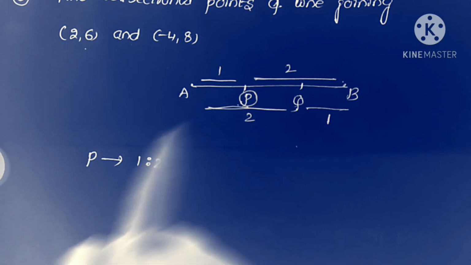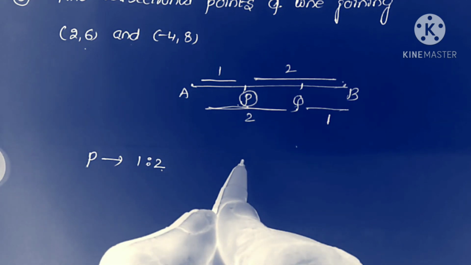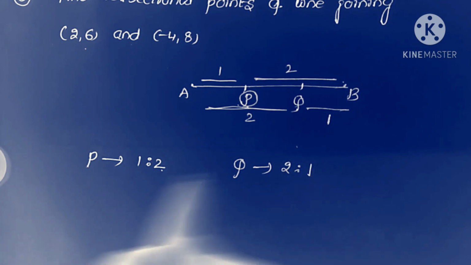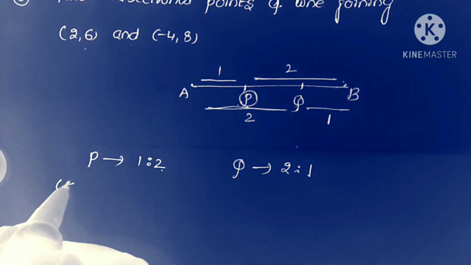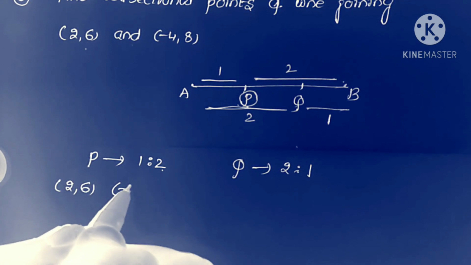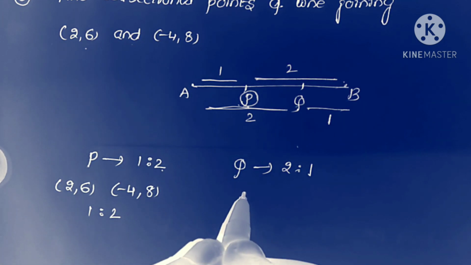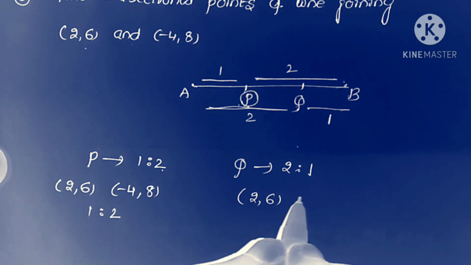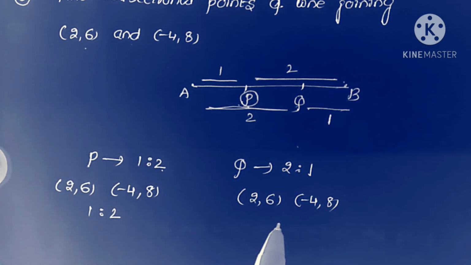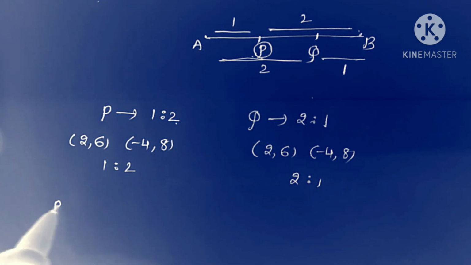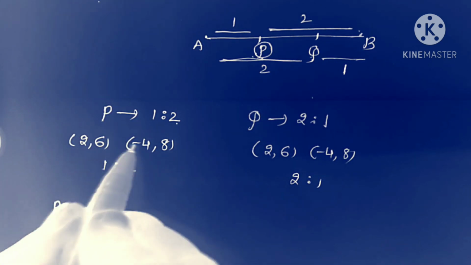So the first point P divides the line segment in the ratio 1:2 and the second point Q divides the line segment in the ratio 2:1. What are A, B here? (2, 6) and (minus 4, 8). This is the ratio 1:2. And the points here are (2, 6) and (minus 4, 8), and the ratio is 2:1. Now applying the formula.